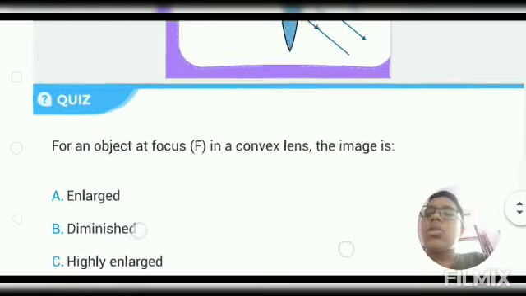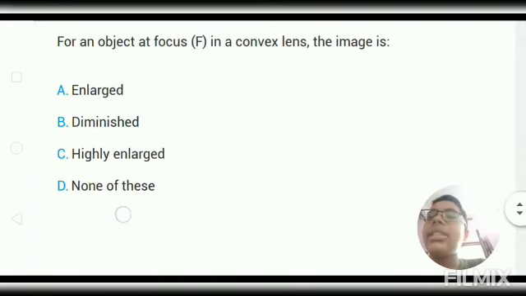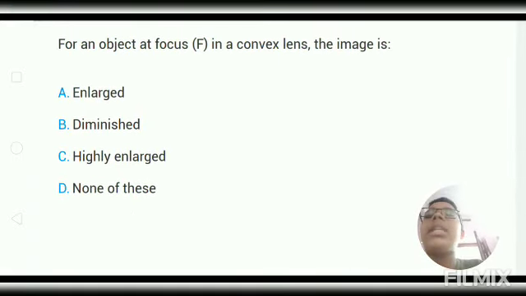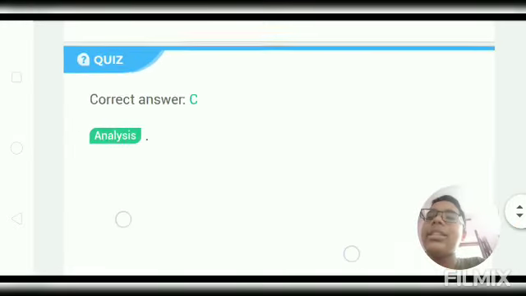Okay. So let us have a small question. For an object at focus in a convex lens, the image is. What is the nature of the image when the object is at the focus in a convex lens? Time ends in 5, 4, 3, 2, 1. We get a highly enlarged image. Option C is the correct answer.